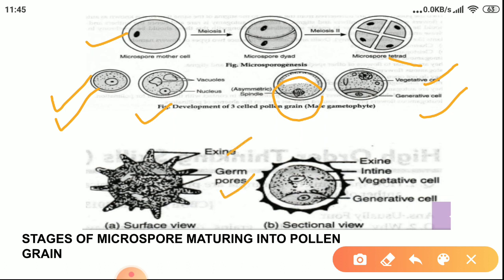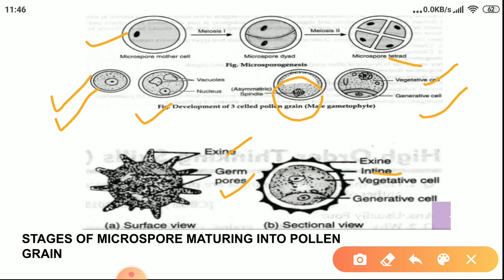Always remember, exine is made up of a chemical that is sporopollenin, and it is very important, and it makes it resistant against high temperature, strong acids, alkali. And it is also observed that even enzymes cannot degrade sporopollenin. So because of this reason, we have found fossilized pollen grains. Just imagine how pollen grains can remain for such a long period of time in the same shape because of the presence of sporopollenin, which makes it resistant.